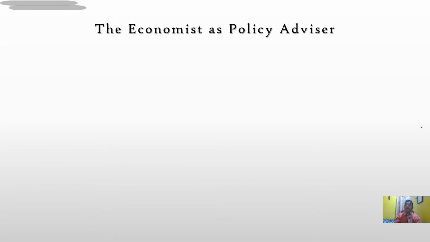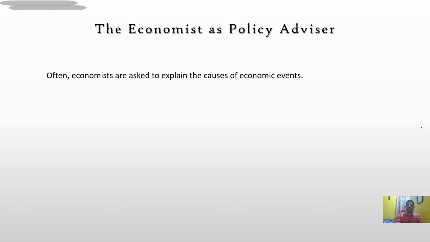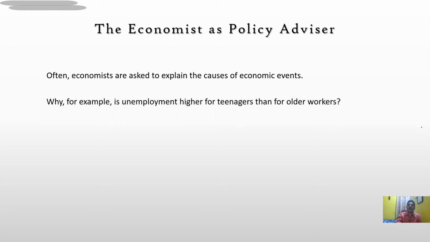The economist as a policy advisor, the last part. Often economists are asked to explain the cause of economic events. For example, when we speak about something that is happening, like a major economic crisis, what was the reason for that? A new economic policy, what was the reason? What is the cause and what is the effect of that thing? For example, unemployment is high, that too among teenagers, why? When compared to young people and old people, when the unemployment is high, why is it so?